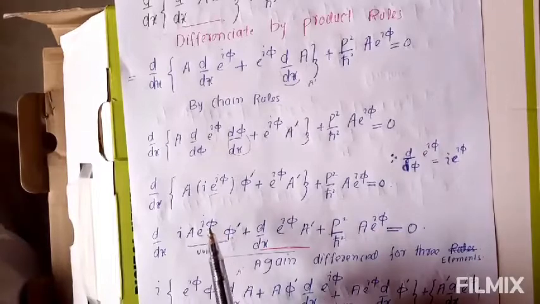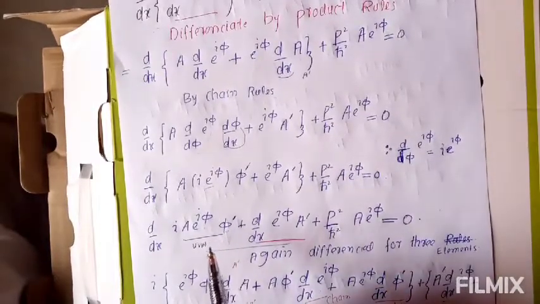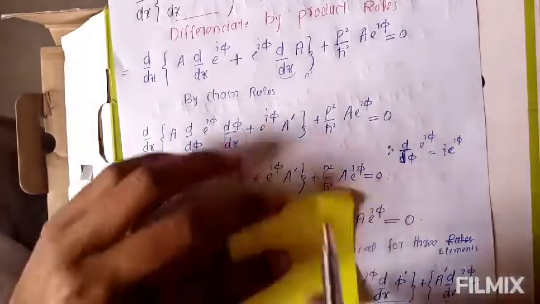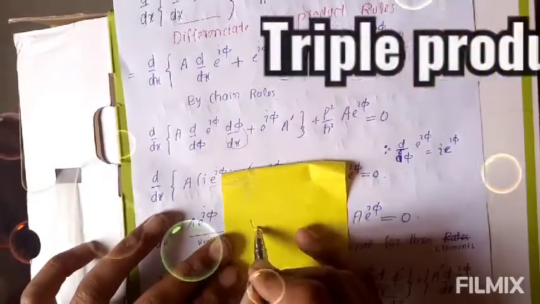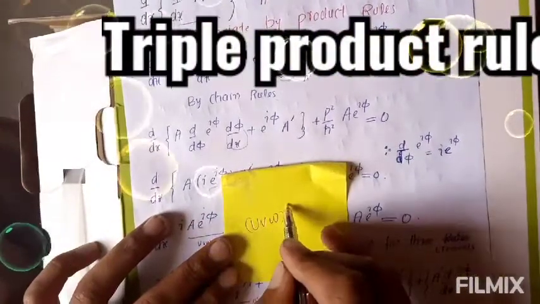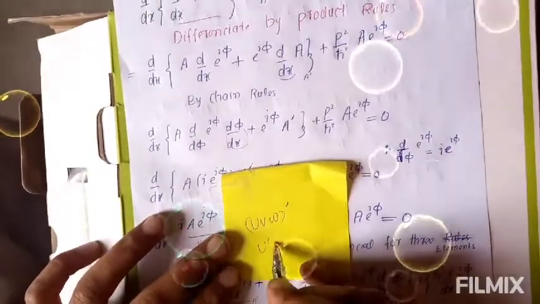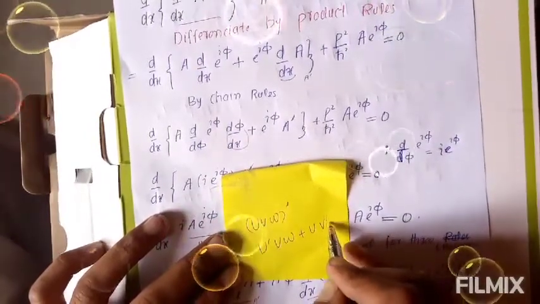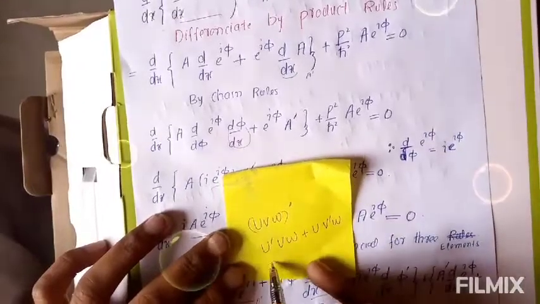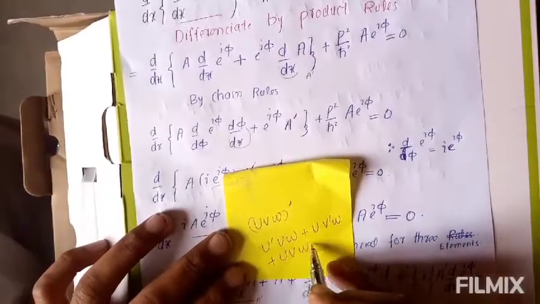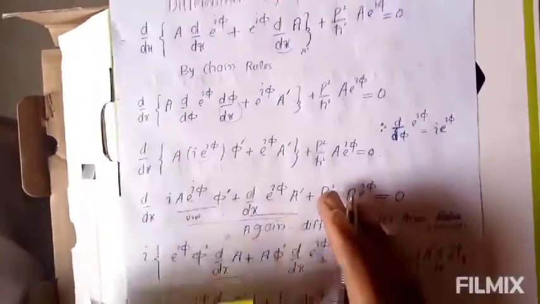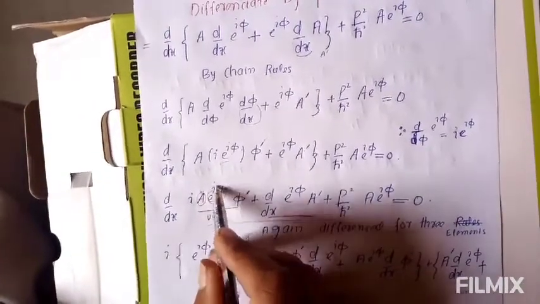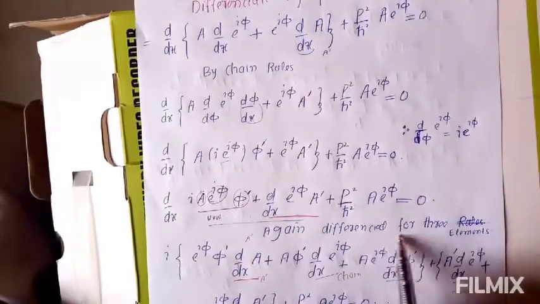Now, as we know the differentiation of three elements: if we differentiate u v w, it will be u dash v w plus u v dash w plus u v w dash. It will be like that. So I will simply differentiate these three terms, and it will again be a differentiation of three elements.